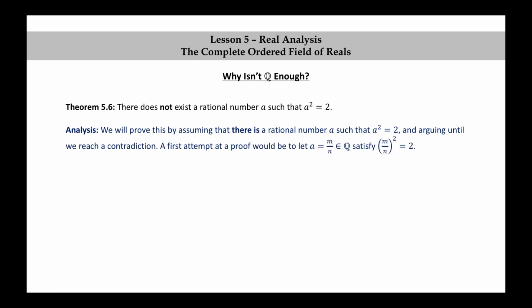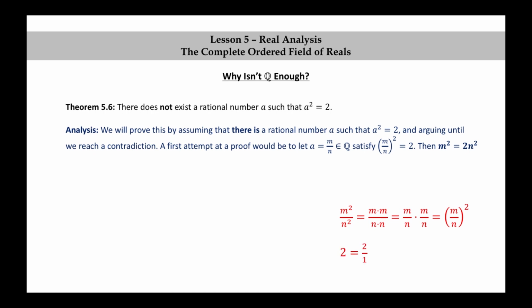A first attempt at a proof would be to let a equal m over n be a rational number that satisfies (m over n) squared is equal to 2. Then m squared is equal to 2n squared. To see this, note that m squared over n squared is equal to m times m over n times n. That's just by the definition of what it means to square something. And by the definition of multiplication of rational numbers, that's equal to m over n times m over n, which again by the definition of squaring is (m over n) squared.